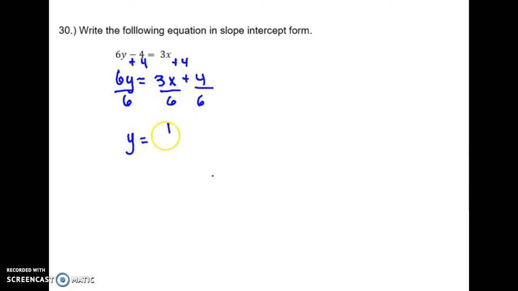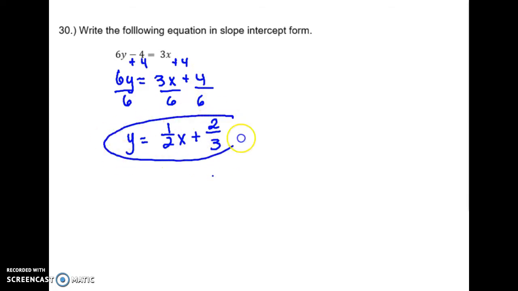All right, 30, write the following equation in slope-intercept form. So 6y is going to be equal to 3x plus 4 because I added 4 to both sides of the equation to move that 4 over. And then I'm going to divide everything by 6. So y is going to be equal to 3/6x, which is 1/2 x, plus 4/6 simplifies to be 2/3. So there's my answer.